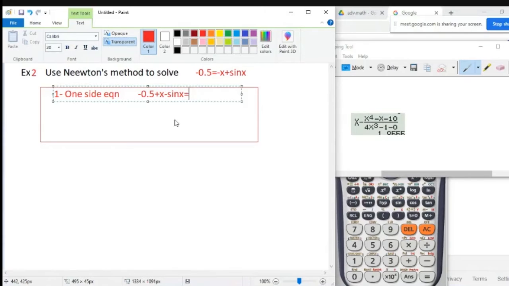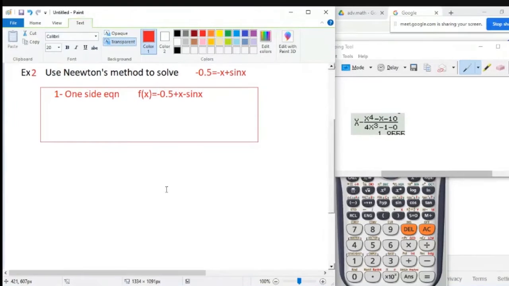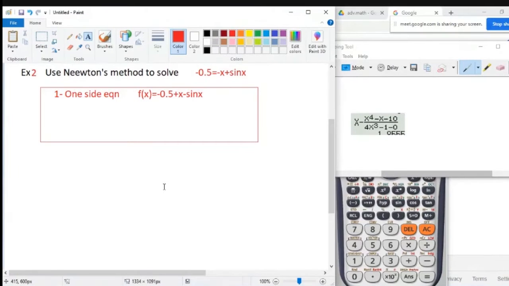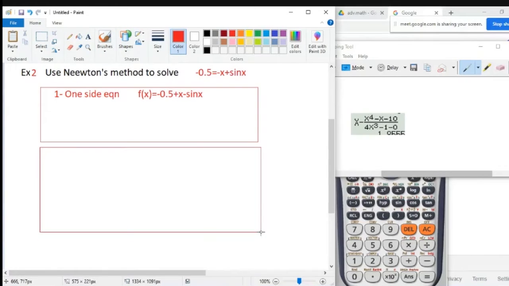But as usual, I will remove this 0 and come to the first and type the function f of x equal to this value. You're right. Then now the equation has become one side, as you can see. After that, I will directly go to compute the second step, which is what? I hope you remember.